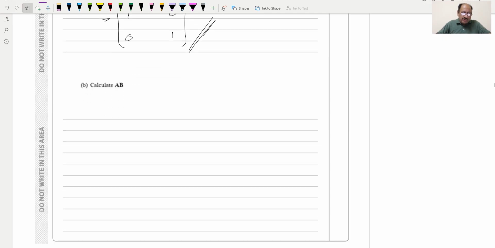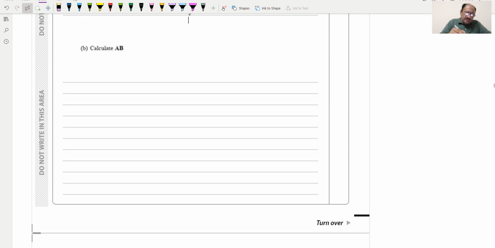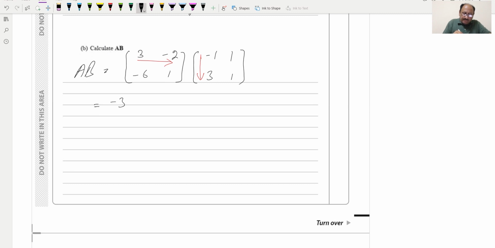Now they are saying calculate AB. So A multiplied by B. We can write AB will be equal to the A matrix, and the A matrix is what? 3, minus 6, minus 2 and 1. This is the A matrix, and the B matrix is minus 1, 3, 1 and 1. So this is AB, which we have written. Now we can multiply. For multiplication we'll be taking first row, first column and multiplying, and this will be equal to 3 into minus 1, which is minus 3, plus minus 2 into 3, which is minus 6, so we'll write in brackets.